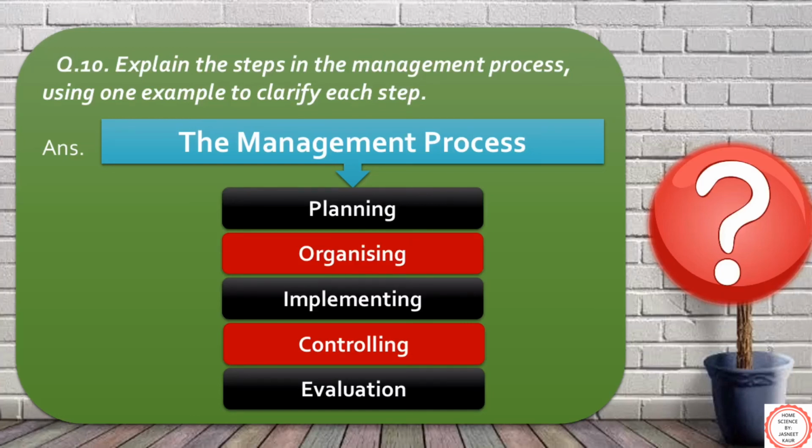In the fourth step, controlling, as we have discussed earlier, it is the process of comparing the actual performance with the set standards in the plan and taking corrective actions if required. This step includes the concept of feedback and errors. Feedback and errors help to revise the plan.